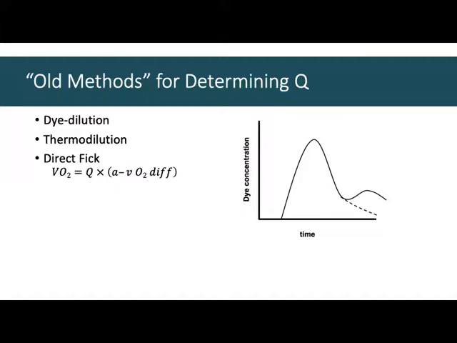Even this is really invasive, though, and we'll see why. So what we're going to do is look at the indirect Fick equation. And I'm not putting the equation up here to confuse you, but we're going to look at the development of the direct Fick and then the modification that is the indirect Fick that allows us to make the measurement in lab in a somewhat non-invasive and safe way. Somewhat safe way.